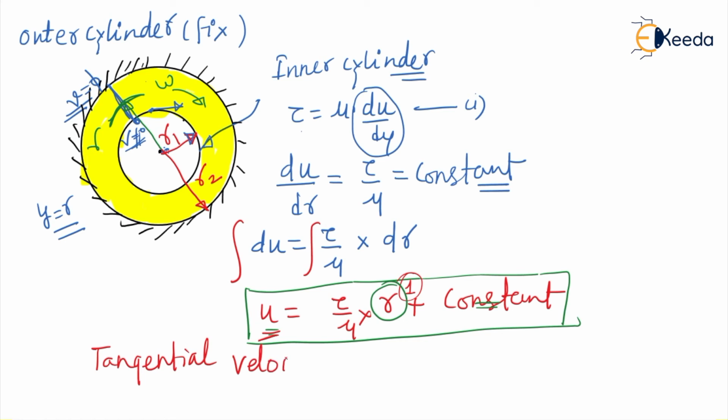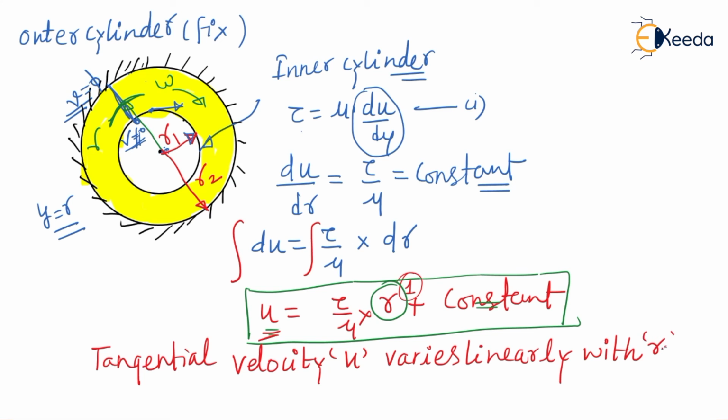Tangential velocity u varies linearly with r. Anyway, we have written that option A is correct, right? Thank you.